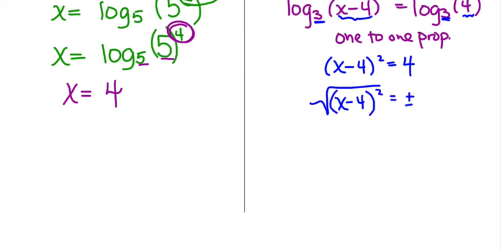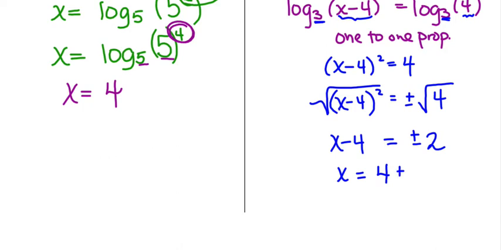Don't forget the plus or minus on the right-hand side. The left side will undo to be x minus 4. The right side will be plus or minus 2. And then we're going to add 4 to both sides. So 4 plus or minus 2.